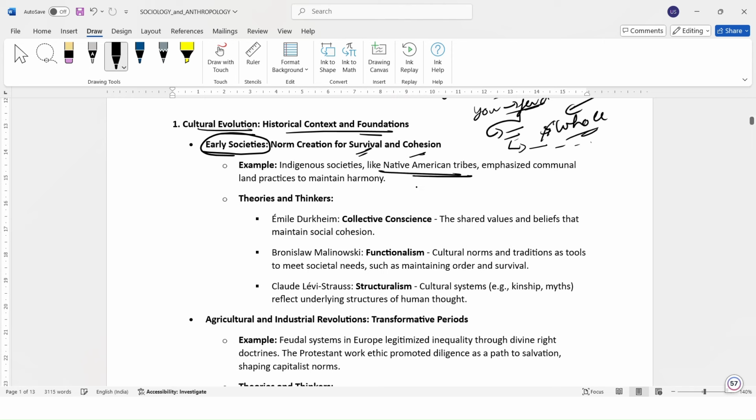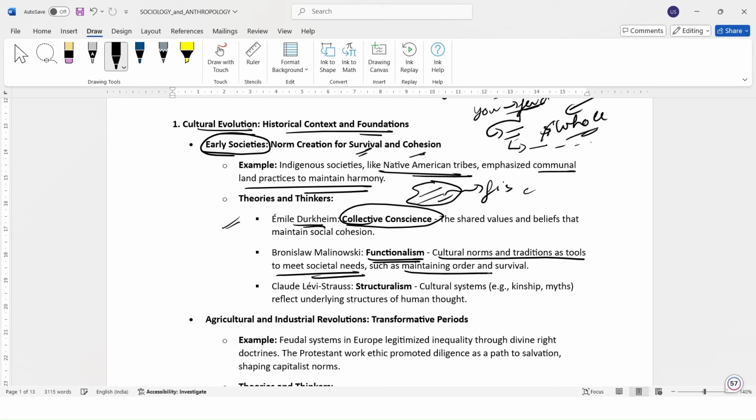For example, in Native American tribes, communal land practices were used to maintain harmony. Land was owned by the community so that people don't fight amongst each other, because at that point of time community fighting used to take place. There are different theories you can see: the collective conscience of Durkheim, that it is more important than individual conscience or individual attention. Then you have the theory of functionalism, which says that cultural norms and traditions are tools to meet societal needs, such as maintaining order and survival. You need these norms so that there is less disorder and more predictability in society. Only then can society function. If you know that a certain thing will happen regularly, only then can you grow.